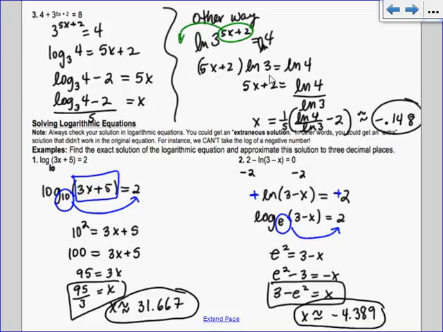Yes? So if it was a non-calculator function, it would just ask for the exact. Yeah, if it was non-calculator, it would say exact. And it'd probably be things like that first one, where it's like 95 over 3, you know, easy.